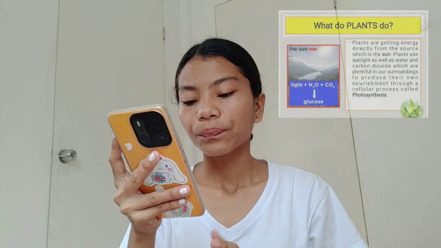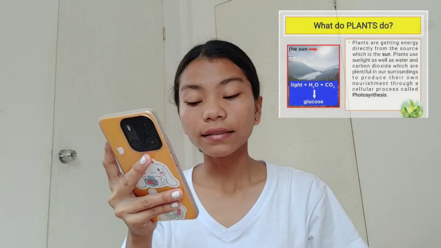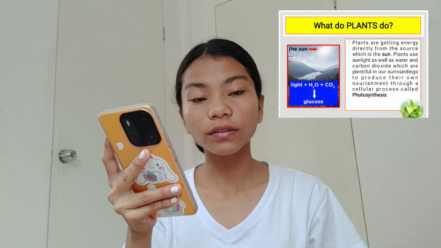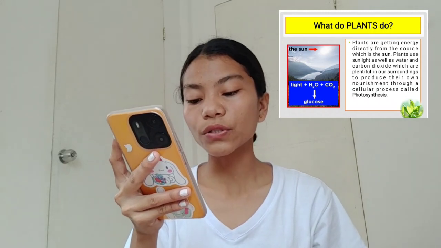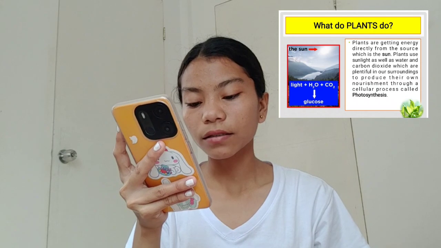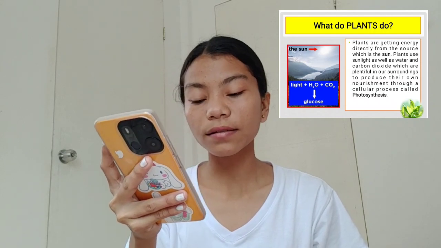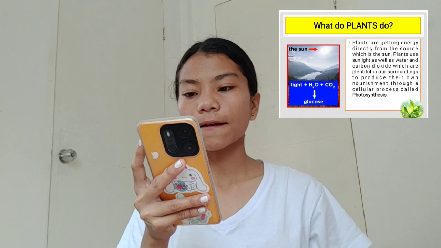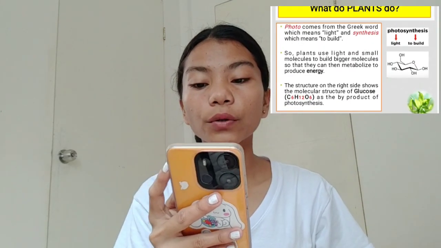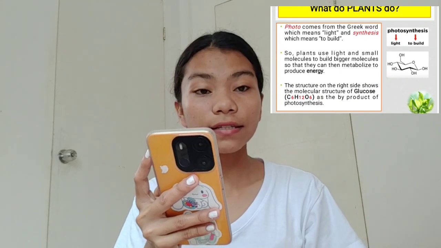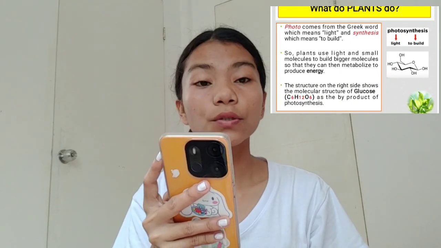So now, let's go with plants getting energy directly from the source, which is the sun. Plants use sunlight as well as water and carbon dioxide, which are plentiful in our surroundings, for their own nourishment through a cellular process called photosynthesis. Photo comes from the Greek word which means light, and synthesis means to build.